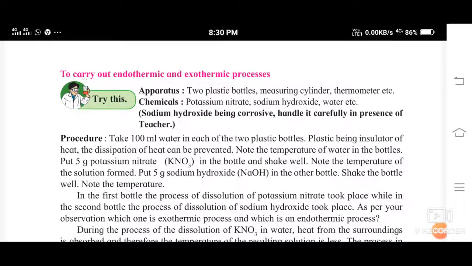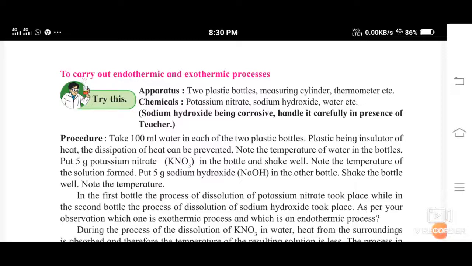Students, in the last video I completed the lesson Chemical Reactions and Equations. But some part of the lesson in between was left out. Most of you should have informed me, but only one student told me about this: how to carry out endothermic and exothermic processes. So today I will be explaining this to you.